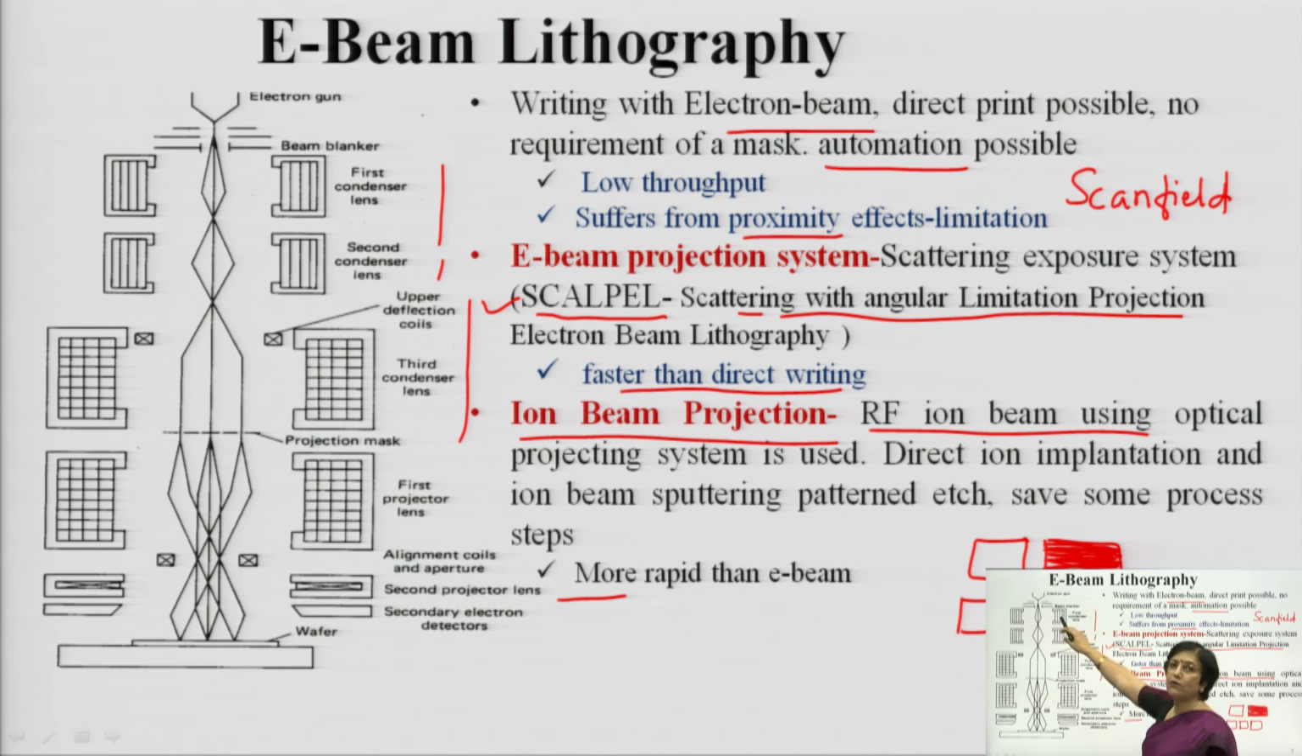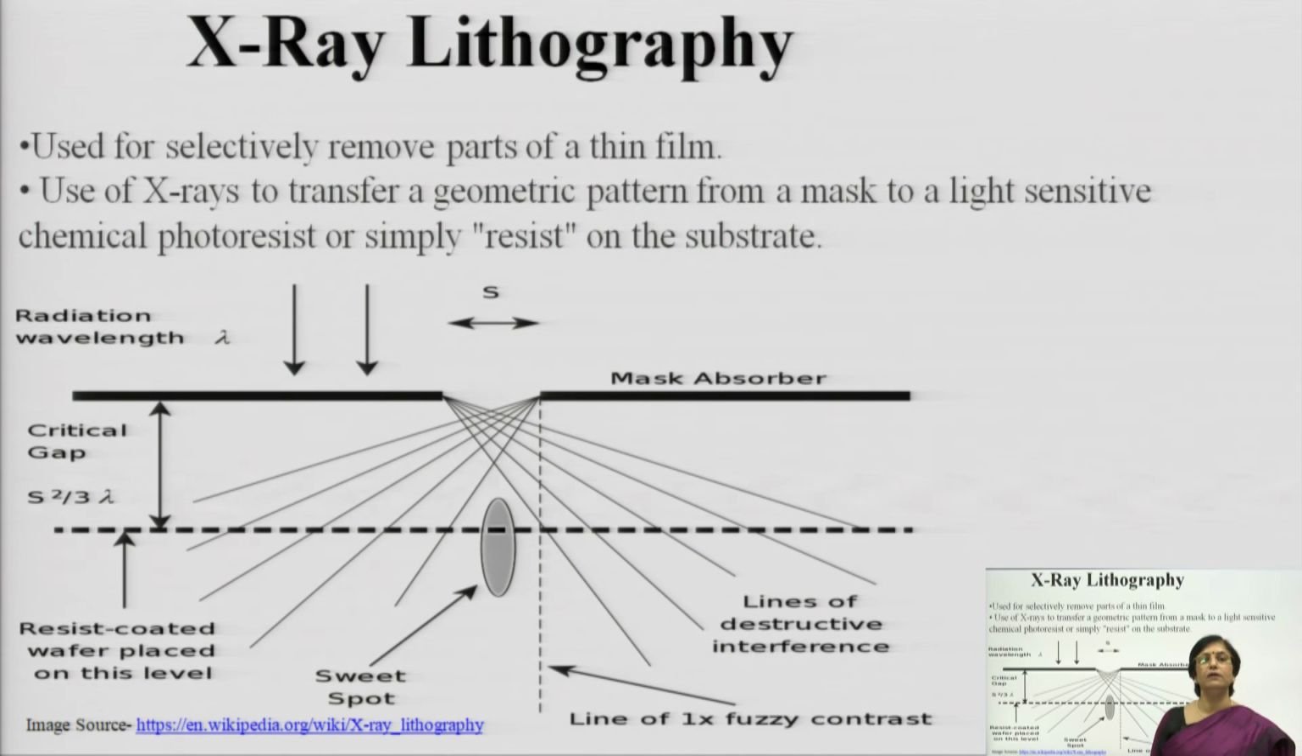Normally you use an electron beam for this. When you are using an ion beam you can use a mask, but in the case of an electron beam you are using the light source directly, so you need not go for the mask. In the case of an ion beam you are using a projection system, so you are using a mask and projection printing is being done. Then the next system is X-ray lithography, where instead of an optical beam you are using an X-ray beam.